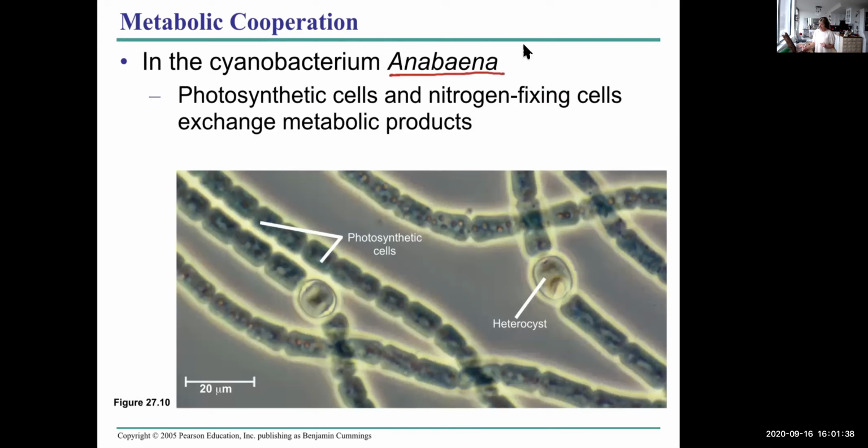So the nitrogen fixing cells, well, they can take that atmospheric nitrogen, convert it for the rest of the cells in the colony. The photosynthetic cells produce sugar via photosynthesis, and they can share it with the nitrogen fixing cells. So that's one of the first incidences of cooperation between cells living in a colony. This is like a filamentous kind of colony of cells.